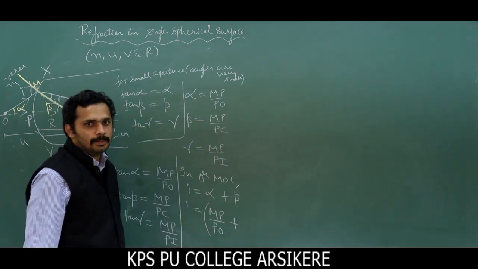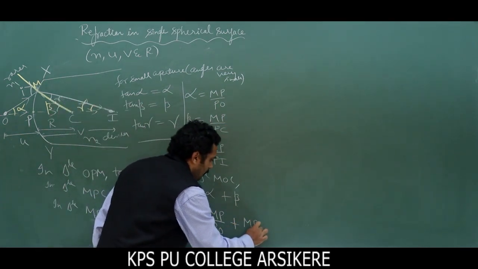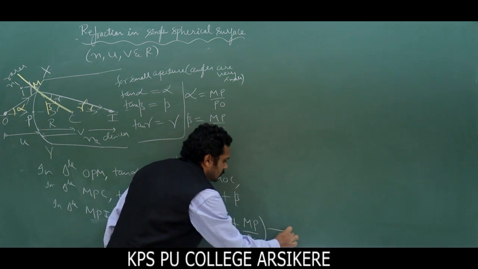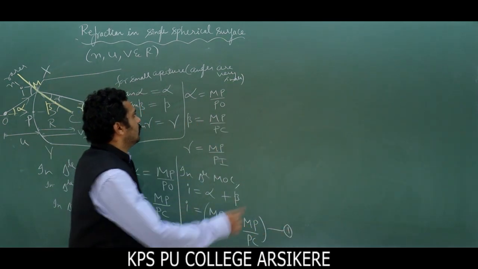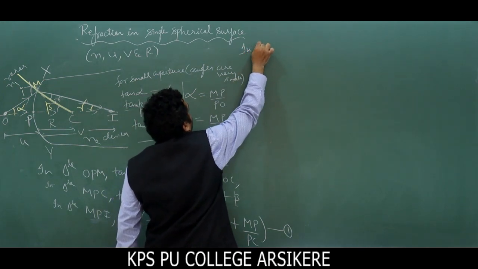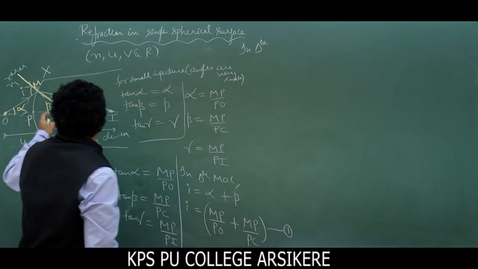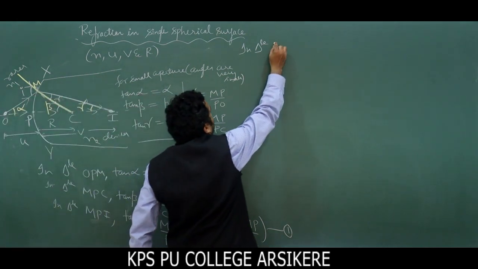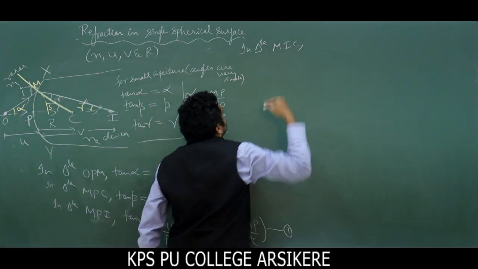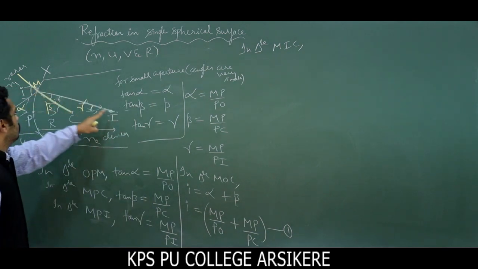Beta is equal to MP by PC. This is equation 1. Similarly, you take another triangle. In the other triangle, MIC, look at here, in triangle MIC.